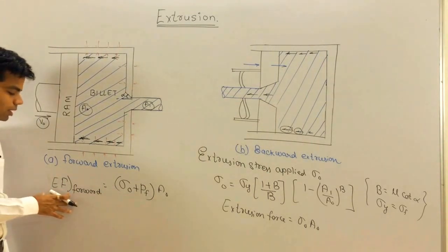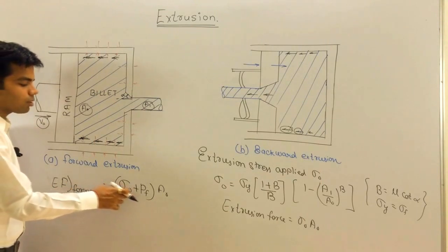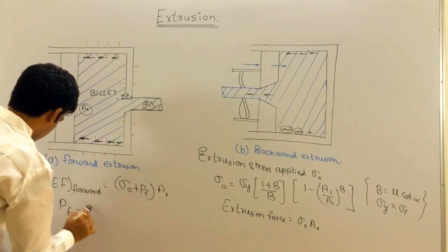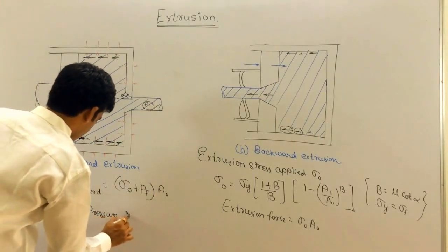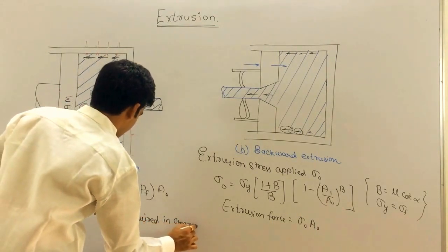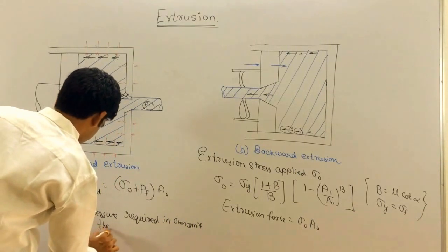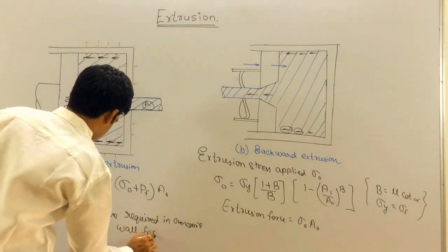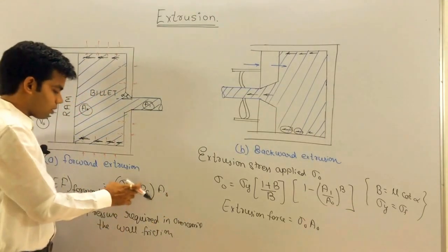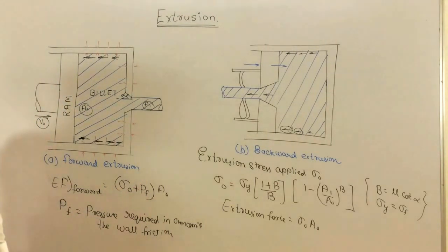Now what will be in case of forward extrusion? The extrusion force will be equal to (sigma naught plus Pf) into A naught, where Pf is the pressure required in overcoming the wall friction. As I told you, obviously this forward extrusion force will be greater as compared to the backward extrusion force. Getting this or not? Okay. Next is the true strain.